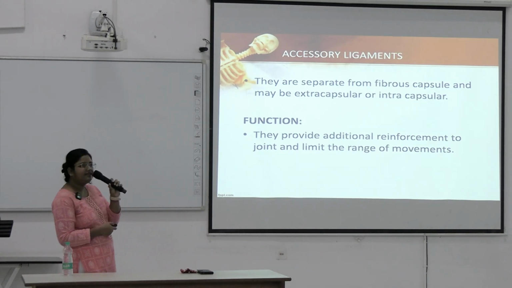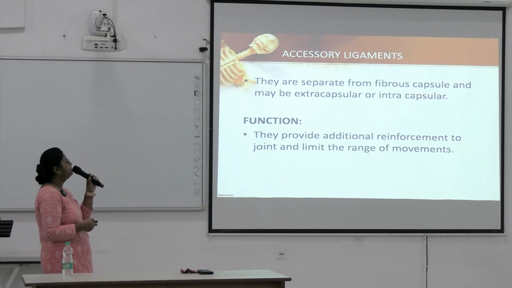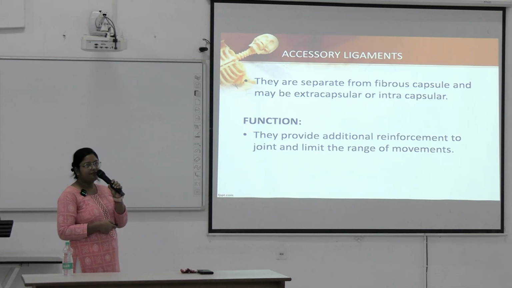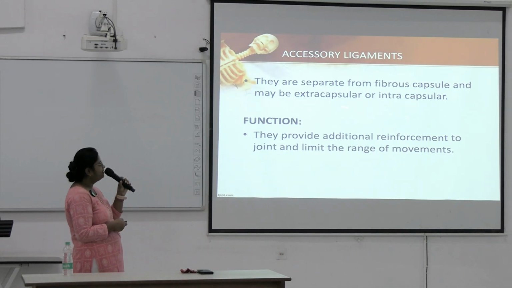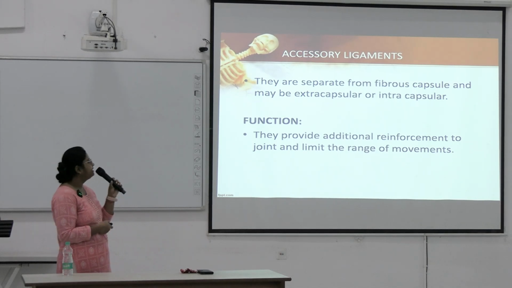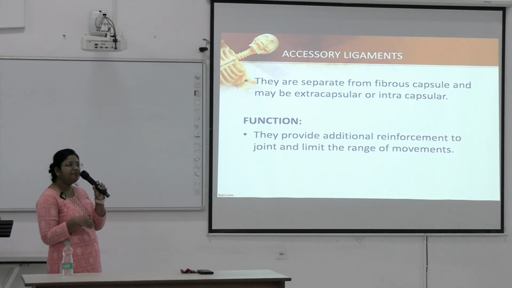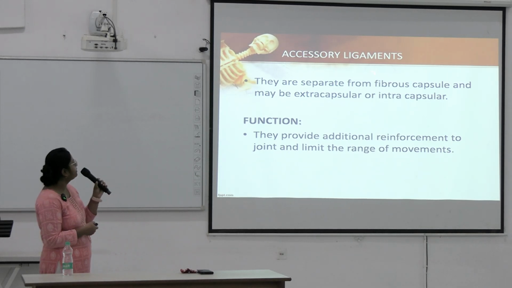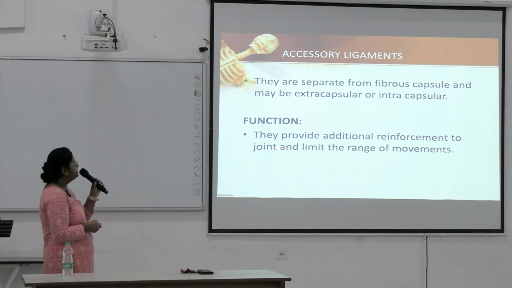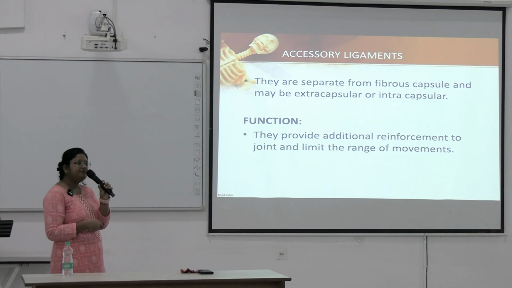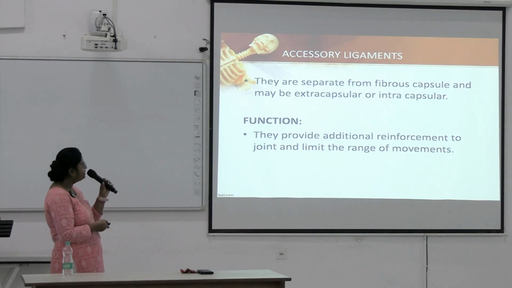Next, we go to accessory ligaments. They are separate from the fibrous capsule and may be extracapsular or intracapsular. Intracapsular means within the capsule, and extracapsular means outside the capsule. So what are the functions? They provide additional reinforcement to the joint and limit the range of movement in different joints during movements.